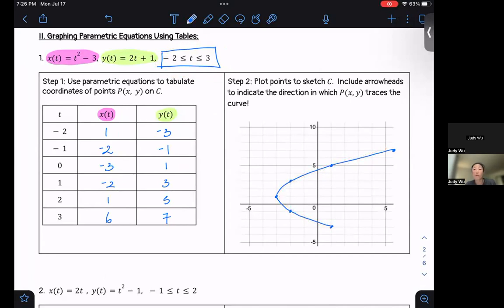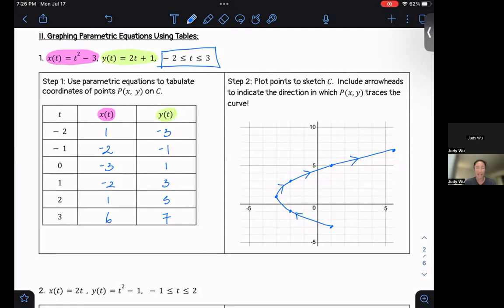We think about the order in which we plotted the points. So we started here, we ended here, so our arrows are going to go this way, okay? You don't need to draw 20 arrows, but more than 2 would be nice. So make sure it's enough so that your reader knows very clearly which direction your curve is going in, okay? And there you have it. You graphed your first parametric equation.